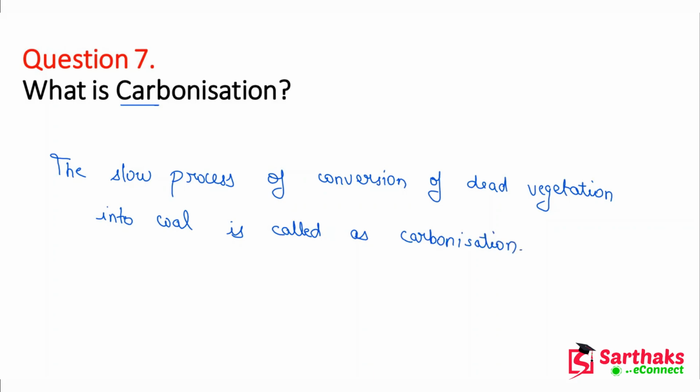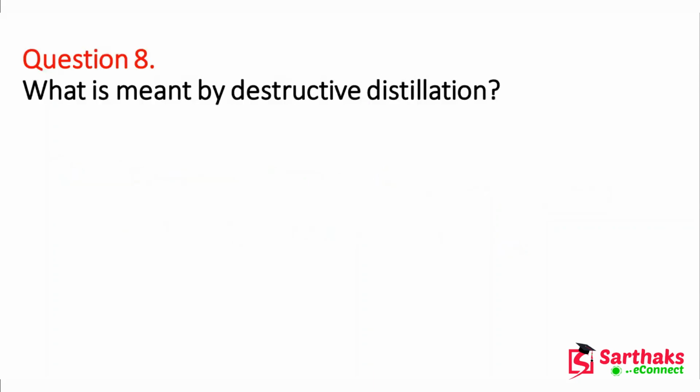Now the next question that we are going to look at is, what is meant by destructive distillation? Destructive distillation is a process of heating coal or petroleum. If we heat coal in the absence of air, then it gets converted into coke.